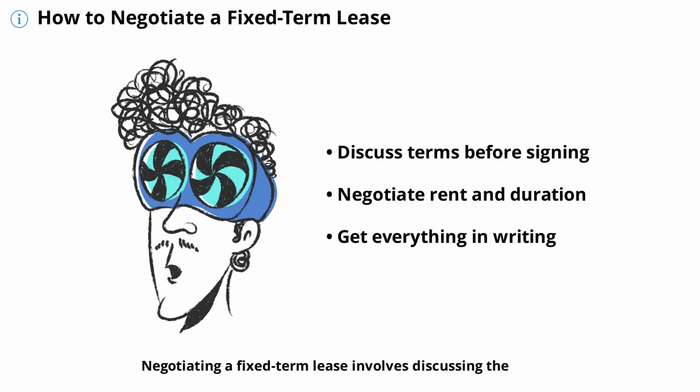Negotiating a fixed-term lease involves discussing the terms with your landlord or tenant before signing. You can negotiate the rent amount, lease duration, included utilities, and other terms. It's important to get everything in writing and make sure both parties agree to the final contract. Don't be afraid to ask questions or request changes if something doesn't work for you.